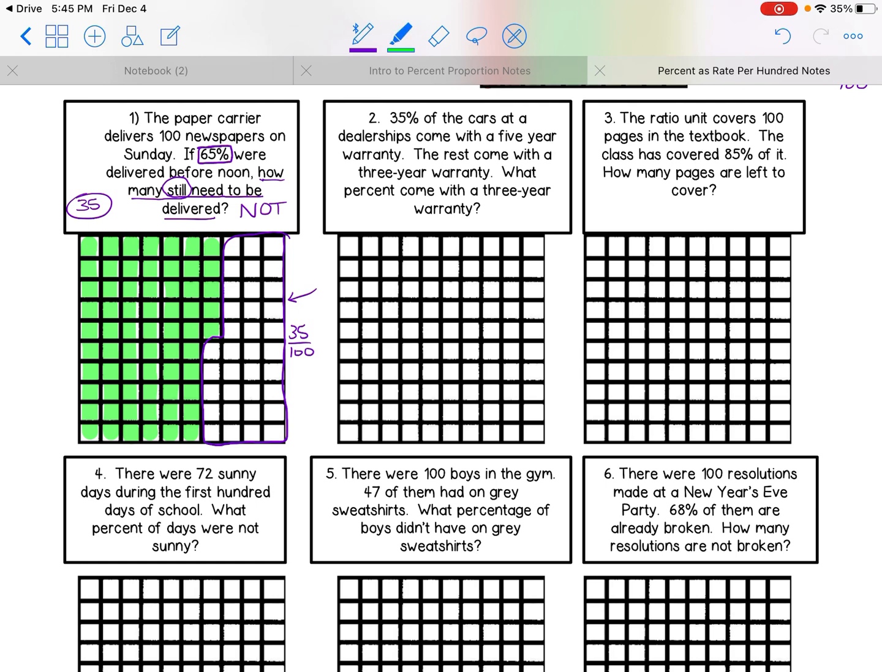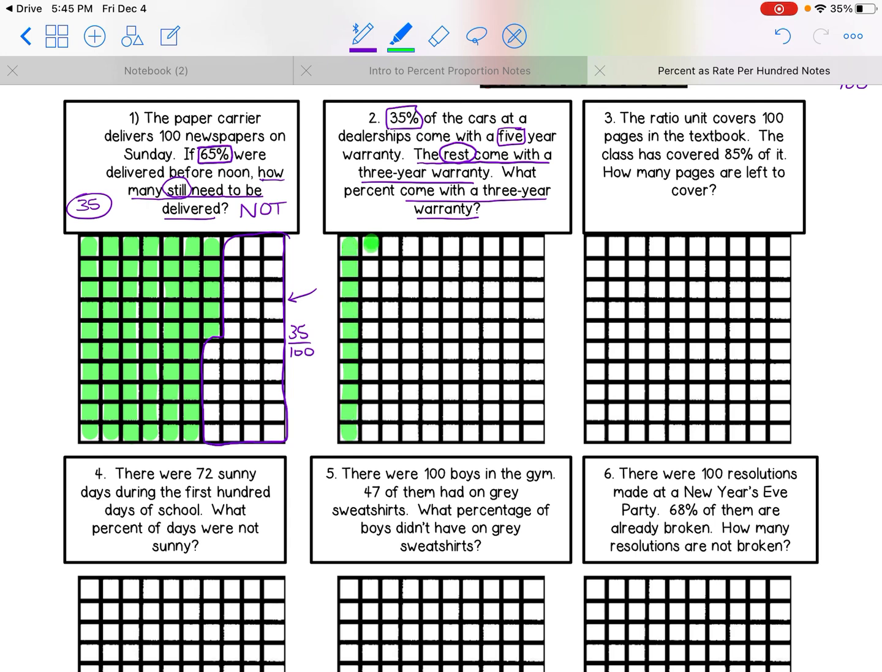Number 2 says 35% of the cars at a dealership come with a 5-year warranty. The rest come with a 3-year warranty. What percent come with a 3-year warranty? So you have to watch very carefully because it says the rest come with the 3-year warranty. So 35% have a 5-year warranty and the rest come with a 3-year warranty. We are answering how many come with a 3-year warranty.